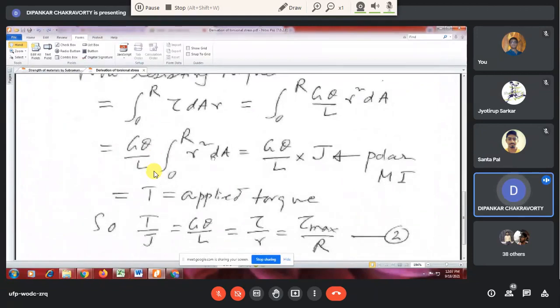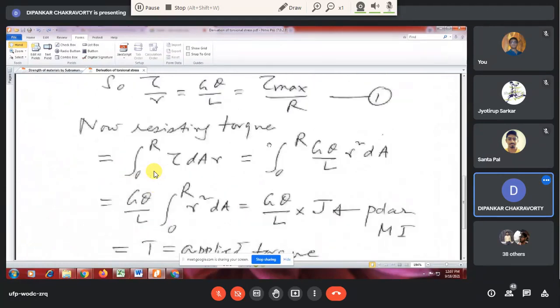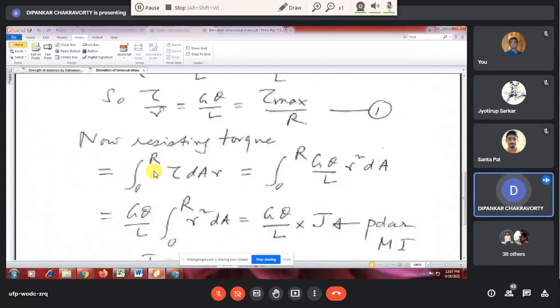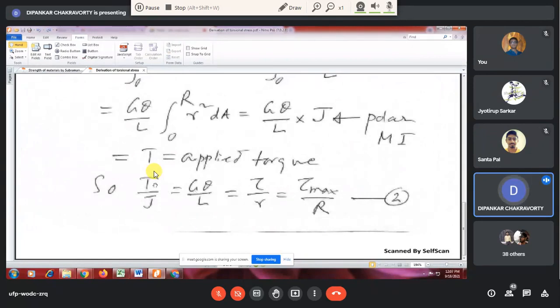Now, this integral r squared dA is called the polar moment of inertia and is denoted by the letter J. So you get a formula. This is T, capital T. So capital T by J is G theta by L. And here, tau by R was again G theta by L. So finally, we get that G theta by L is equal to T by J and tau by R, which is equal to tau max by capital R. A very, very analogous relationship.